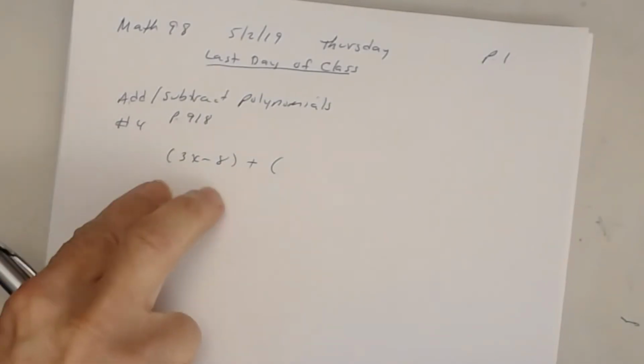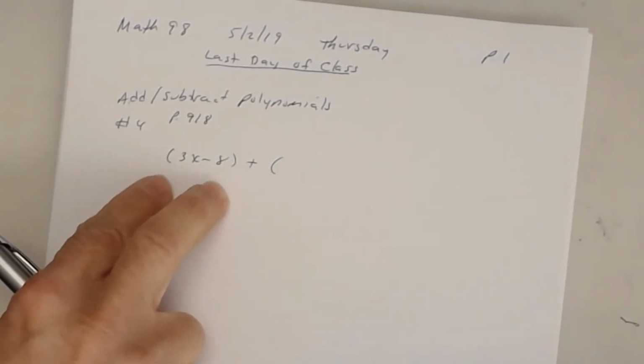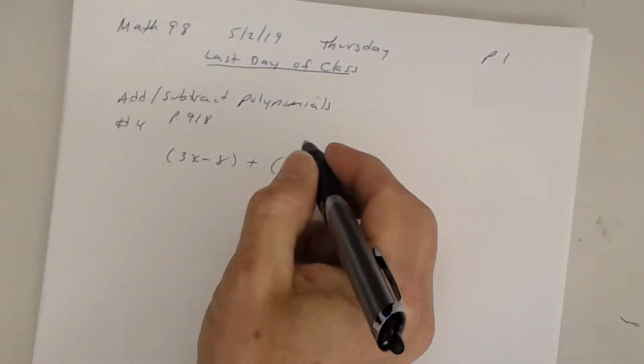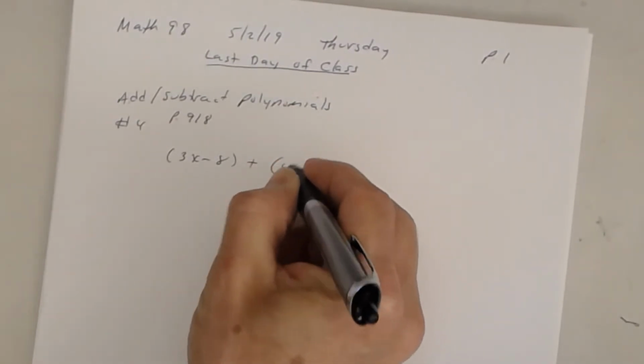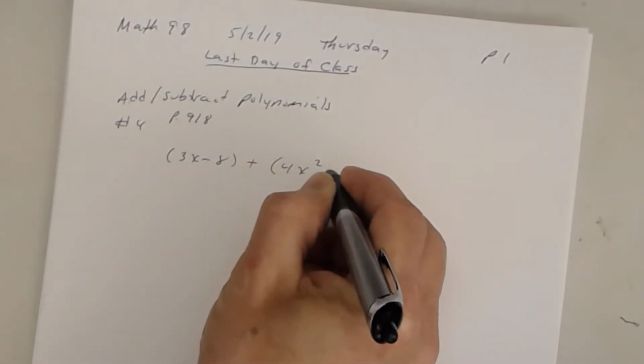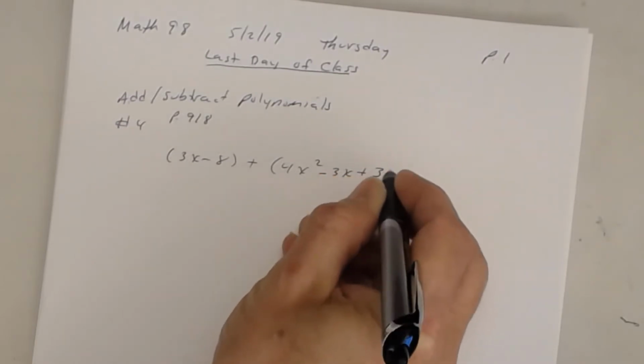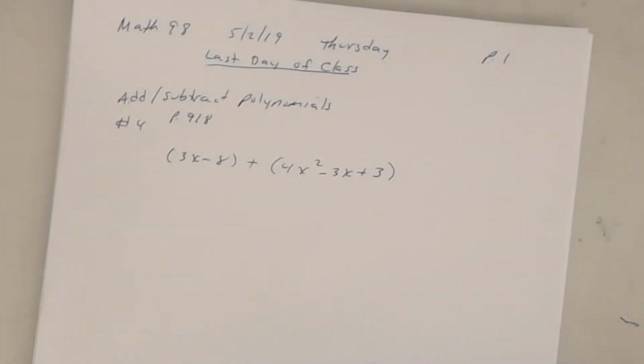Before I go on, that first polynomial has a special name. Do you remember what that name is? A binomial, by 2. And it's being added to this polynomial, which is 4x squared minus 3x plus 3. Now, this polynomial has how many terms? 3. So it's called what kind of polynomial? A trinomial. It has 3 terms. And each of those terms are monomials.